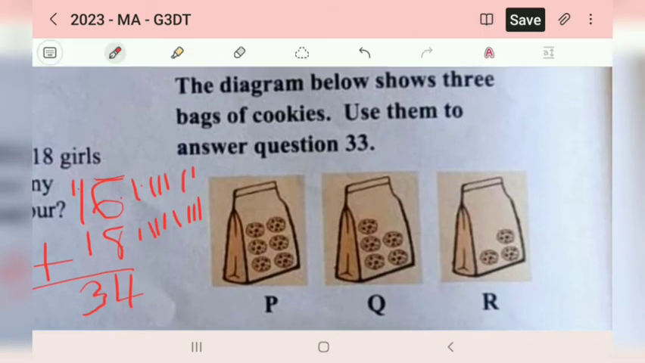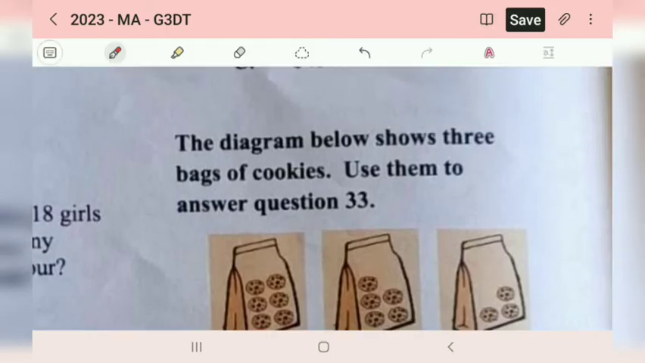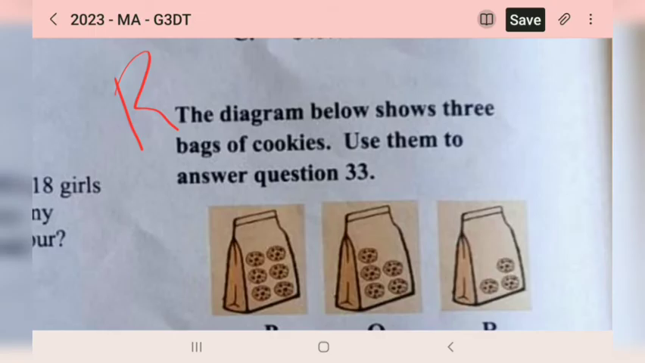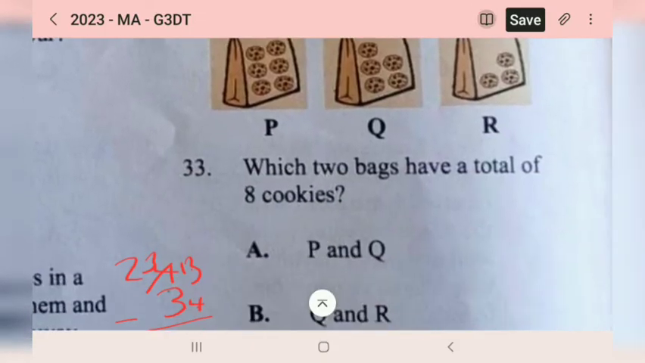Here is a big repeat. A big repeat. Let's erase this side. But this one with the cookies is a big repeat item. Alright, repeat. The diagram below shows 3 bags of cookies. Use them to answer question 33. Let's go to 33. Which 2 bags have a total of 8 cookies?